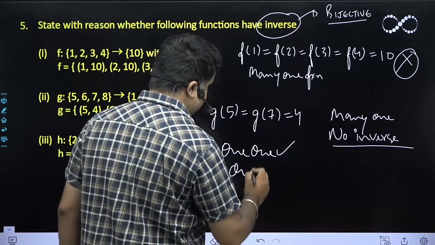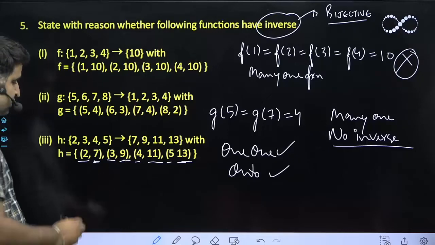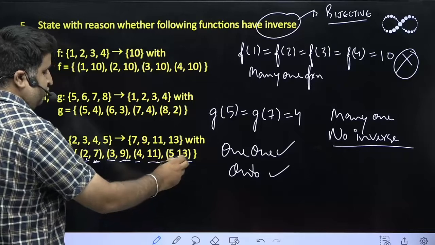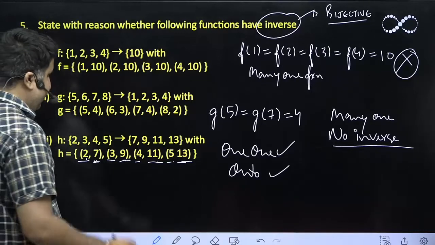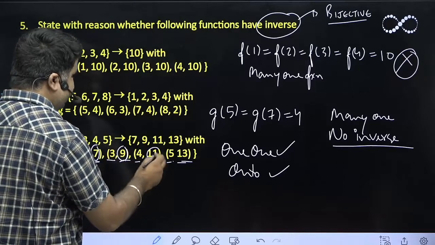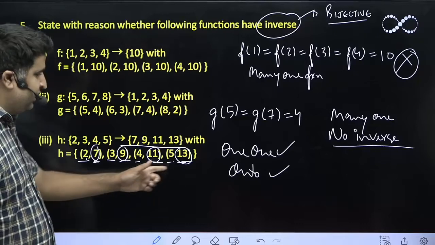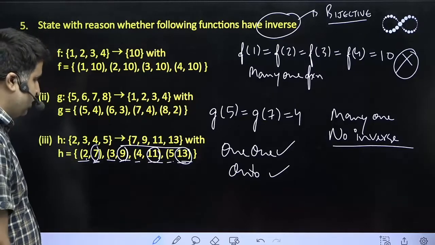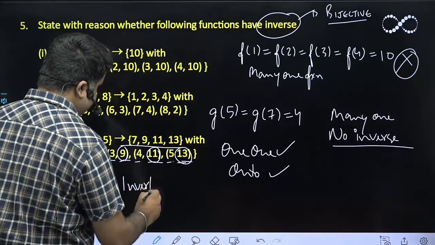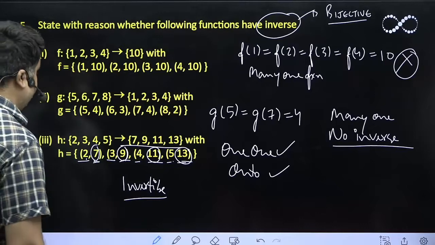as well as onto. Right? Two reasons. Because it is one-one, because every element has a distinct image. No two elements have the same image. Right? And why is this onto? Because 7, 9, 11, 13, these are all the elements from the codomain and they are all present. So therefore this is an onto function. Therefore its inverse exists, this is an invertible function. Okay.